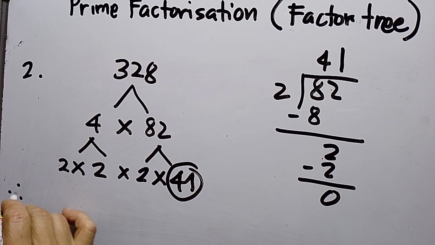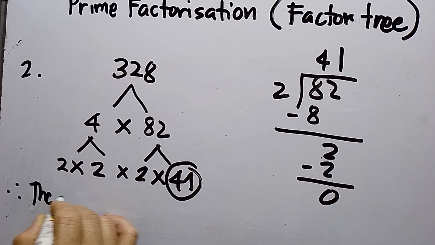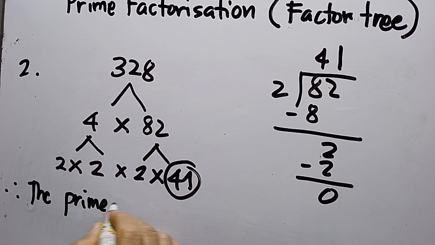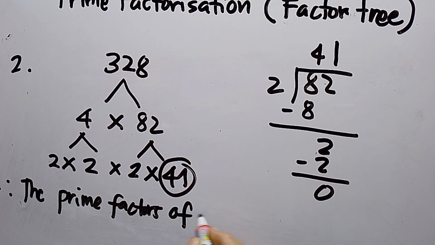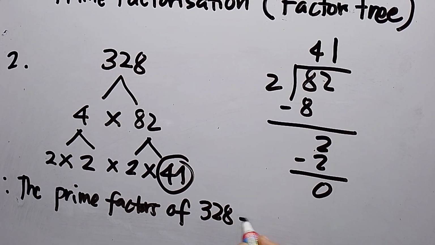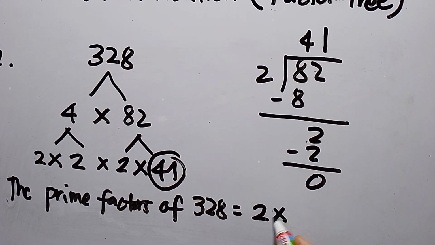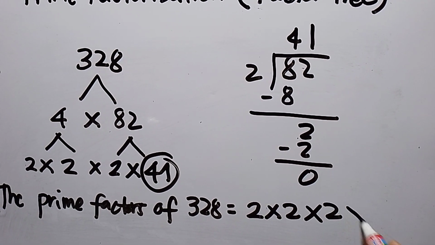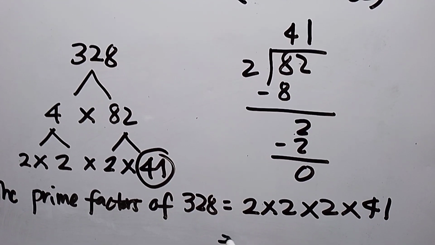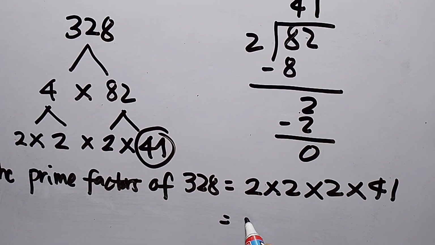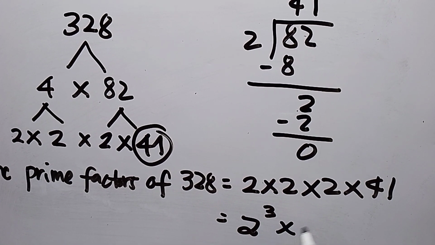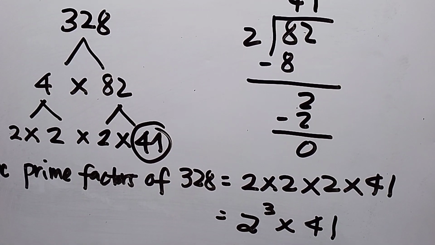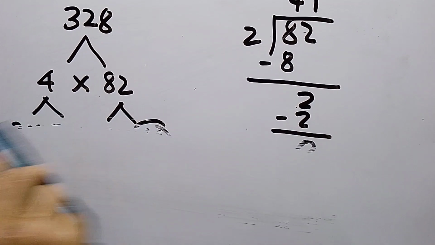So the conclusion must be the prime factors of 328 are 2 times 2 times 2 times 41, or could be in exponential form. This will be 2 raised to the third power times 41. So that's for number 2. Now let's move to number 3.